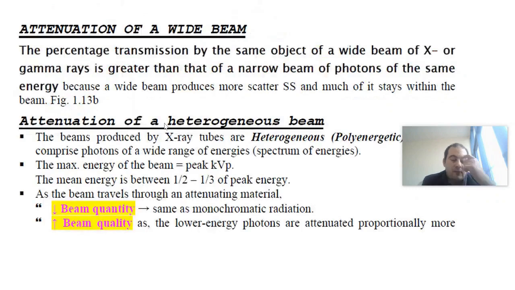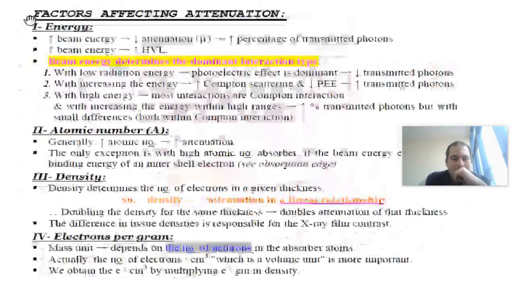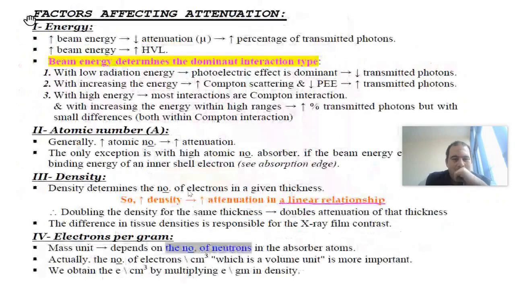Excuse me, Dr. Hani, please. It is in the slide before the previous one. It is written in the density that it depends on the number of electrons, and the electrons per gram depend on the number of neutrons. I mean, the number of electrons is correct. This is written incorrectly. It has no relation to the topic.